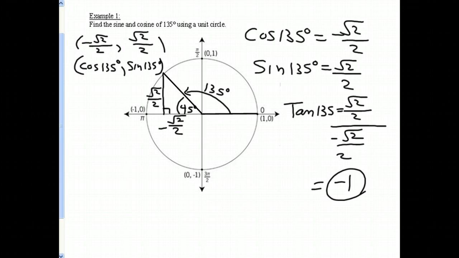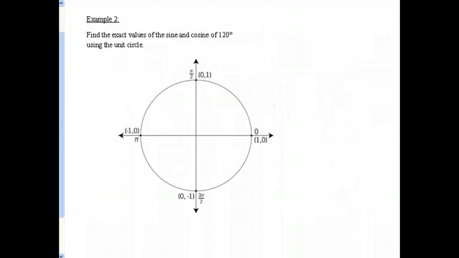So that is a typical example of how you can use a unit circle to find the sine and cosine of various degrees. Why don't we try one more? So in this case, they want to find the exact values of the sine and cosine of 120 degrees. So we need to draw our angle. And 120 degrees would probably be somewhere about here. And there's a 120 degree angle. We'll want to drop a perpendicular. So let's do that. There we go.